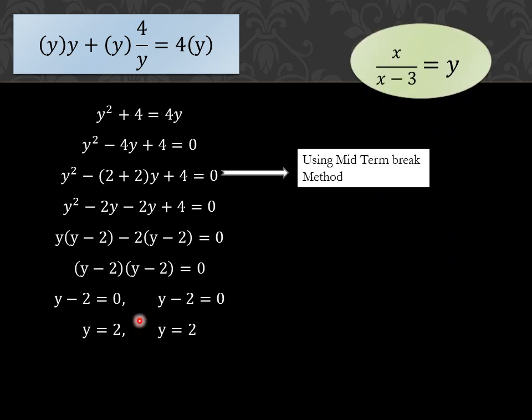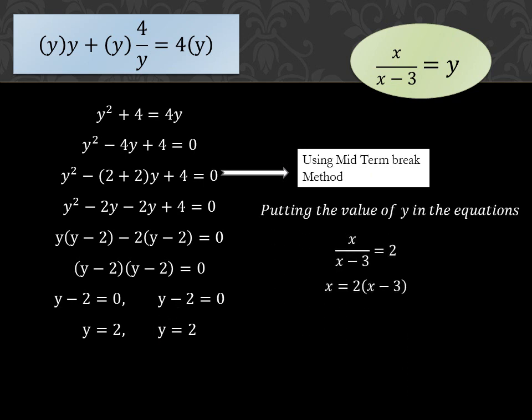Now, what we supposed as y? x over x minus 3. So now we will replace y with x over x minus 3. After cross multiplication, we will have x is equals to 2 multiplied by x minus 3. After multiplication, we will get 2x minus 6. We will take x with 2x and minus 6 to the other side of the equation, so the signs will change, and we have the answer of x as 6.